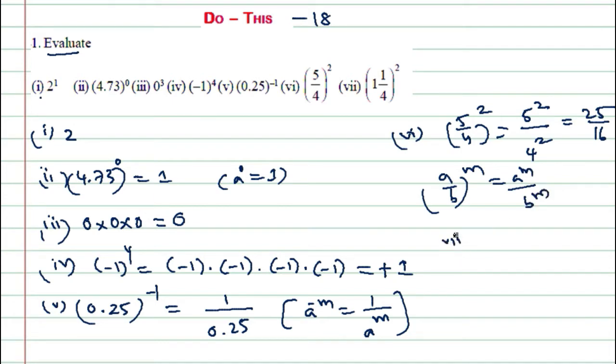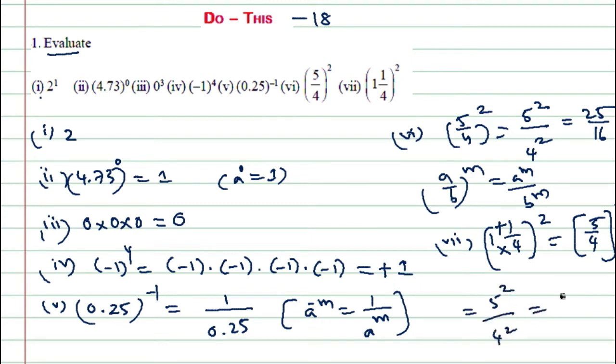Next, seventh question, 1 into 1 by 4 whole square. So first convert this into an improper fraction. 4 times 1 is 4 plus 1, that is 5 by 4 whole square. So again we are separating the power for both numerator and denominator. So the answer is 25 by 16.